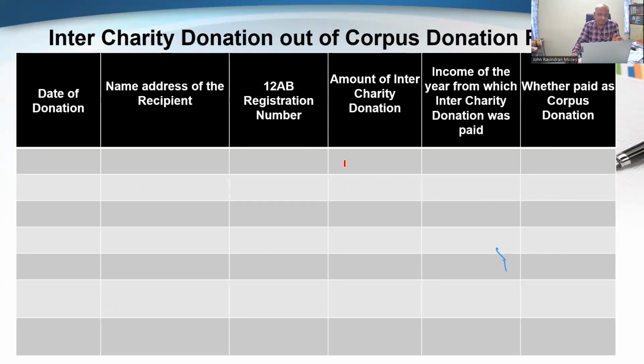And in case you make an inter-charity donation to another organization, you should have these details: date of donation, name and address of the recipient, their 12AB registration number, amount of charity donation, income from which year you have paid it, whether it is the current year or an earlier year, and whether you have paid it as a corpus donation or a normal donation. Because if it is a corpus donation, then you're not eligible for tax deduction. If it is out of earlier income, you're not allowed deduction as application. Okay, right?